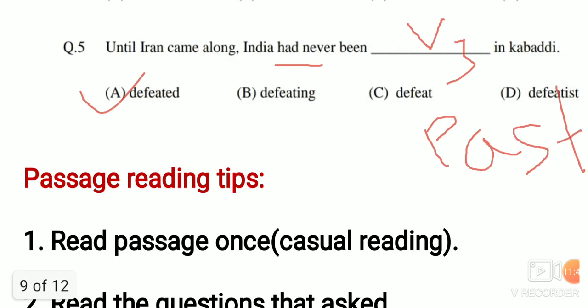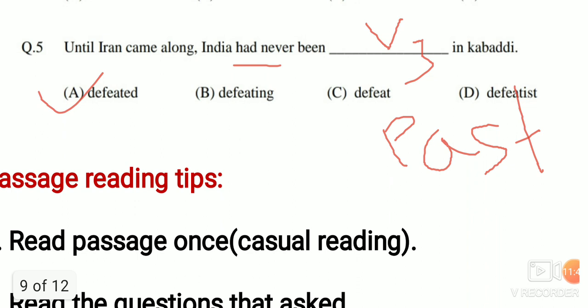Until Iran came along, India had never been defeated in Kabaddi. Why is "defeated" used here? Because "had" is in the past tense. The sentence is in the past tense. When "had" is used, the verb will be in V3 form, the past participle. So we use "defeated" here. The answer is "defeated".